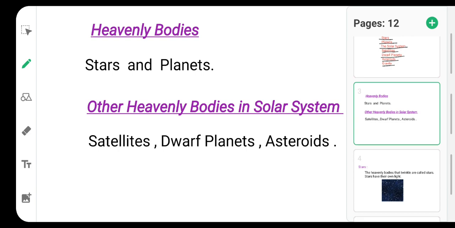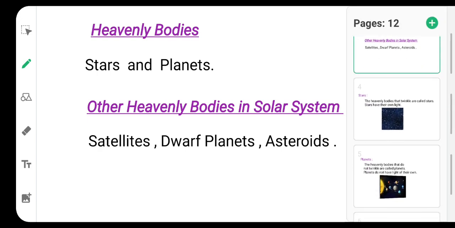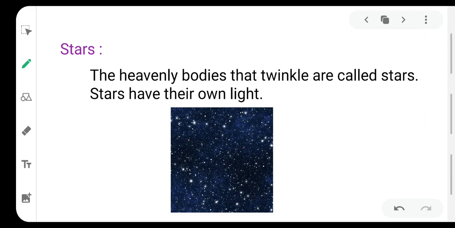First of all, let me clear that heavenly bodies are stars and planets, and other heavenly bodies in the solar system are satellites, dwarf planets, and asteroids. So now first, stars. The heavenly bodies that twinkle are called stars, and stars have their own light.